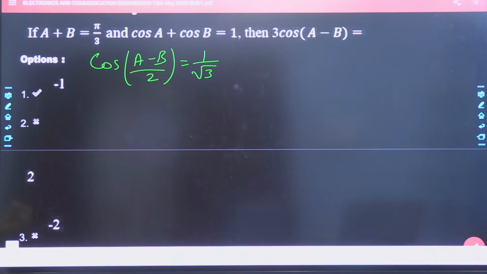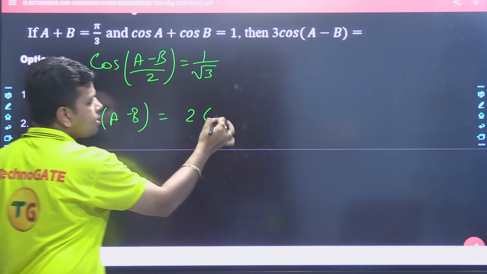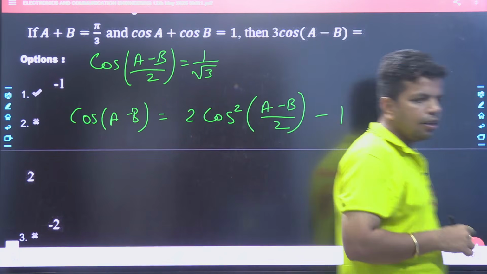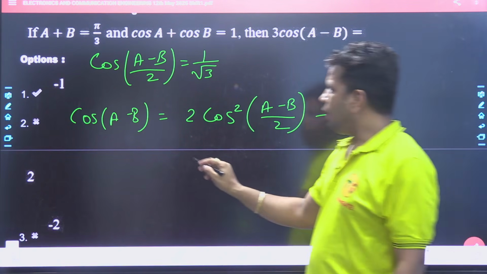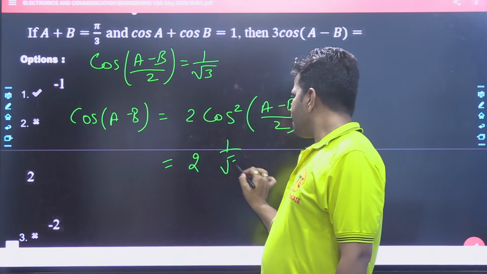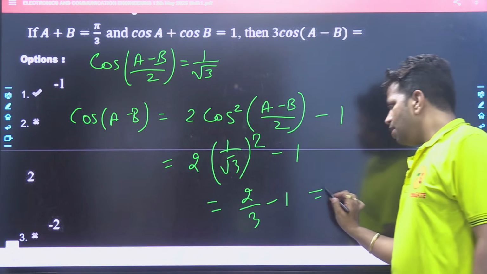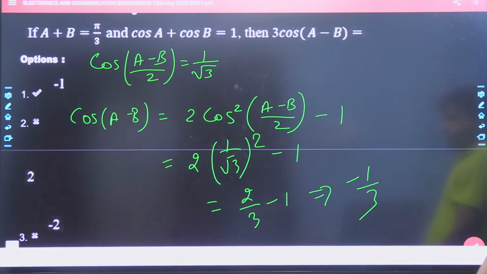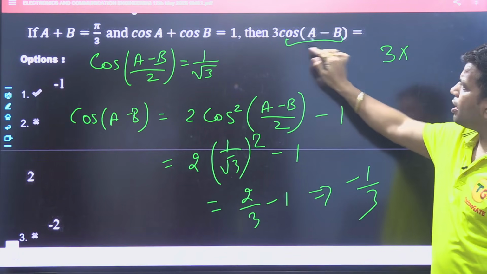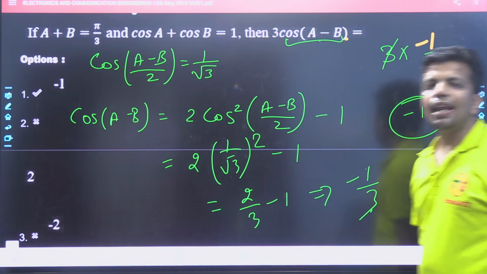Now we have an identity for cos(a minus b): 2 cos²((a minus b) by 2) minus 1. With the help of that, since cos((a minus b) by 2) equals 1 by square root 3, we get (1 by square root 3) whole squared, times 2, minus 1. So this becomes 2 by 3 minus 1, so minus 1 by 3. Now 3 multiplied by cos(a minus b), which is minus 1 by 3. The 3s cancel, so you get your final answer, minus 1.